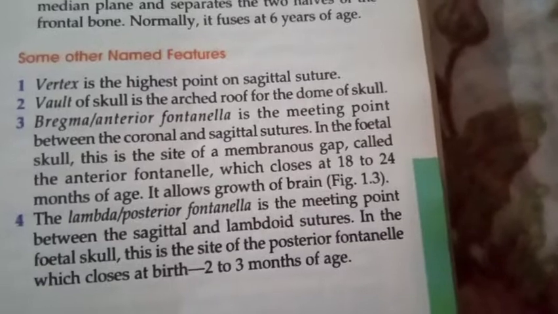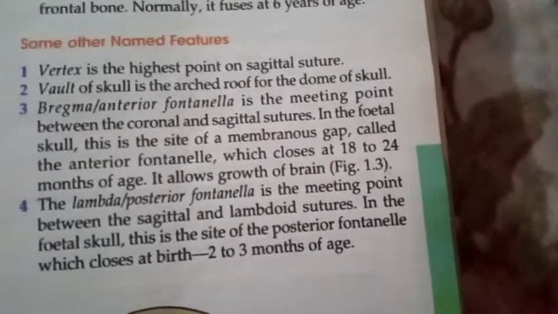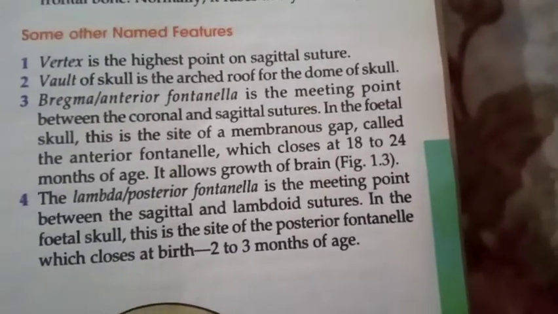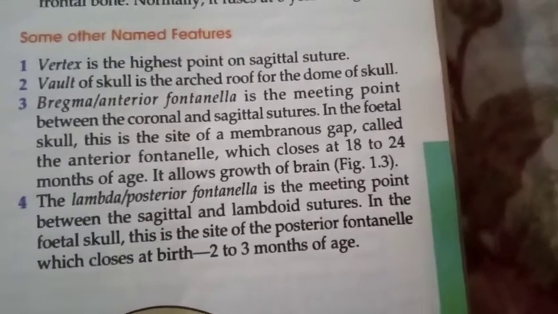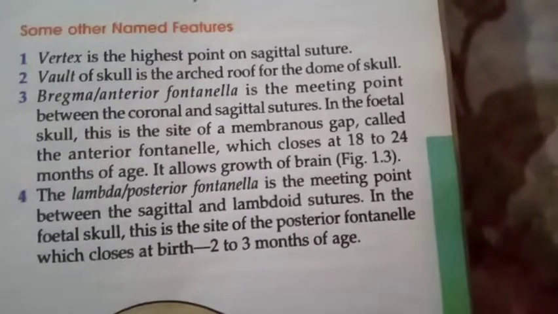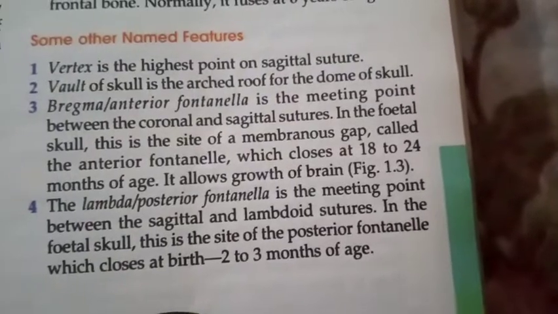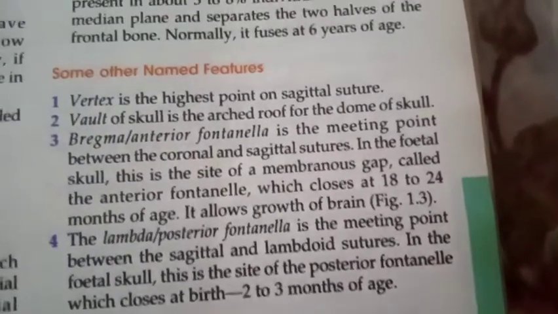Bregma, the anterior fontanelle, is the meeting point between the coronal and sagittal sutures. Lambda, the posterior fontanelle, is the meeting point between the sagittal and lambdoid sutures in the fetal skull. This is the site of the posterior fontanelle, which closes at 2 to 3 months of age.